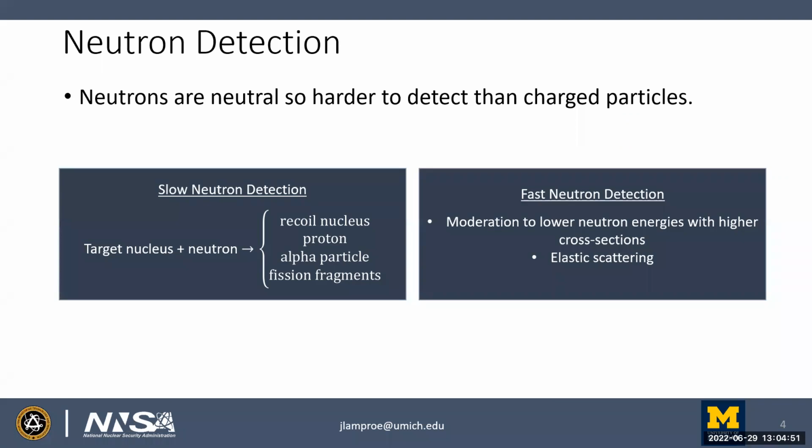Of course, all neutrons are neutral particles, so we are normally detecting heavy charged particles that come from the reaction of slow neutrons or fast neutrons. For slow neutron detection, we're looking to detect recoil nuclei, protons, alphas, sometimes fission fragments. For the fast neutrons that have the lower cross sections, we are either going to moderate them to lower energies to obtain higher cross sections, or we can utilize elastic scattering to detect them as fast.